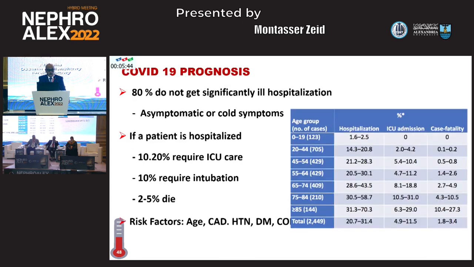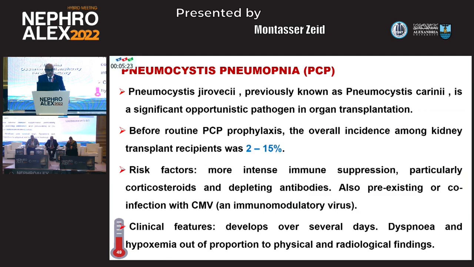hypoxic patients. Prognosis: 80% do not get significantly ill. If a patient is hospitalized, 10% will require ICU care, 10% will require intubation, and 2 to 5% will die. Risk factors are age, coronary artery disease, hypertension, diabetes, and COPD.